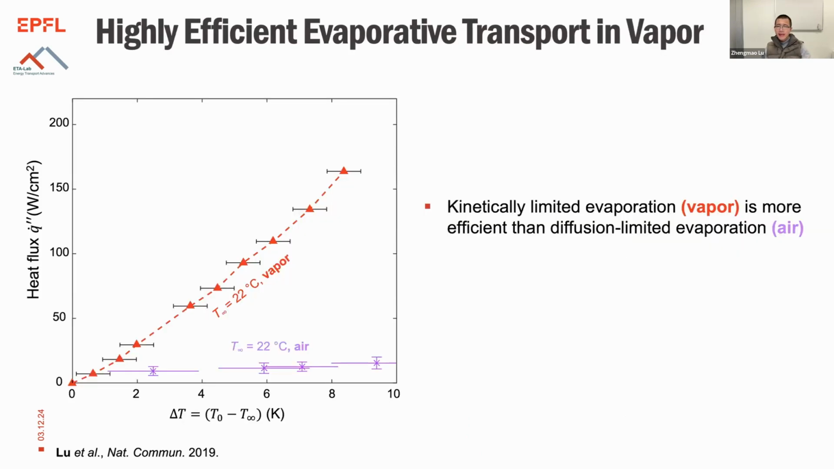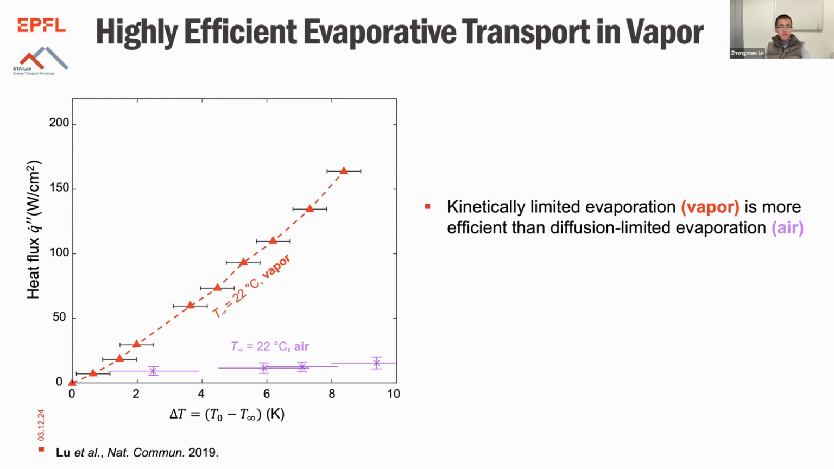With that, we can test the heat flux across the interface as a function of the membrane temperature, which is very close to the interface temperature, that interface that's contained in the pores. The y-axis is the heat flux across the interface normalized to the pore area, and the x-axis is the temperature difference between the membrane and the far-field vapor, or in some cases, far-field air.